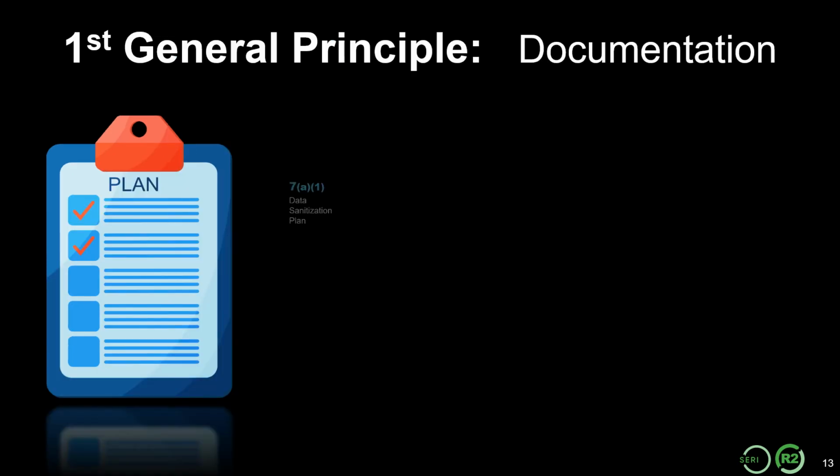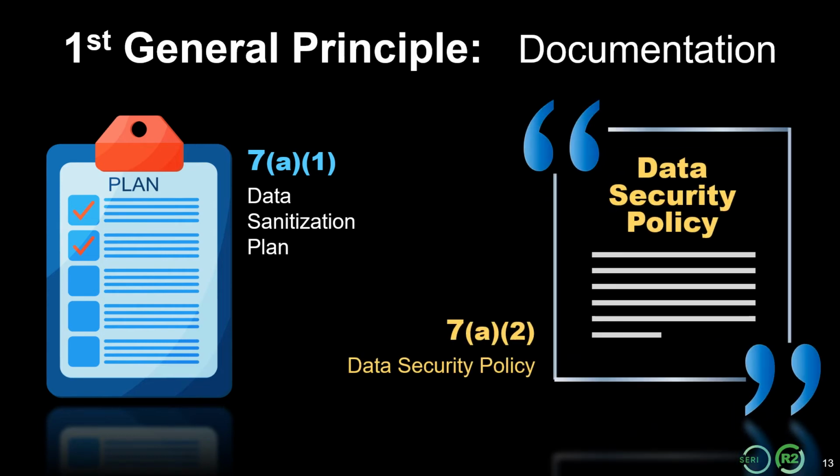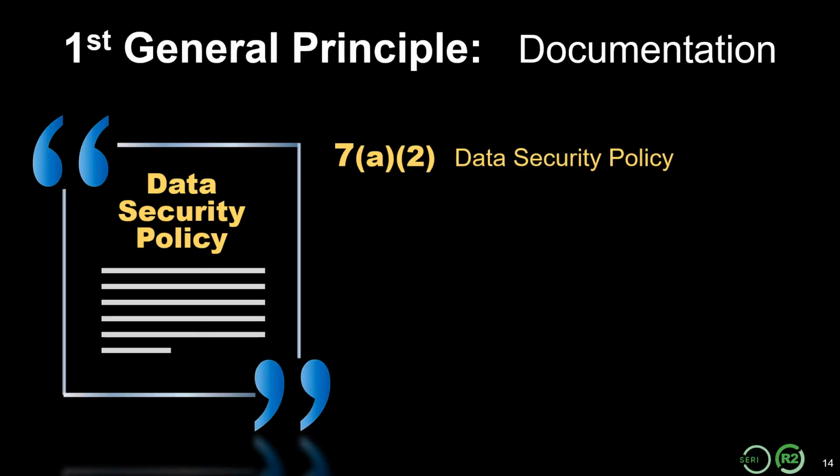In addition to the data security plan we just reviewed, Core 7 requires one other key document, the Data Security Policy. Let's take a closer look. The Data Security Policy defines the R2 facility's intentions and commitments for ensuring data security as an organization. Core 7A2 has some specific mandatory content that must be included in the policy.